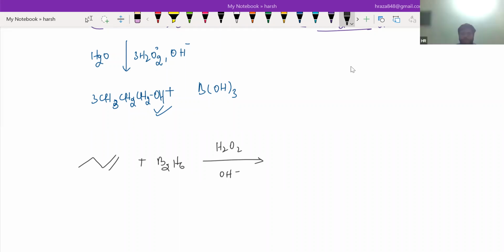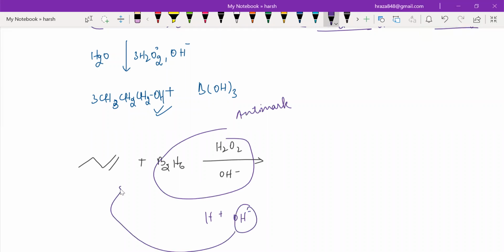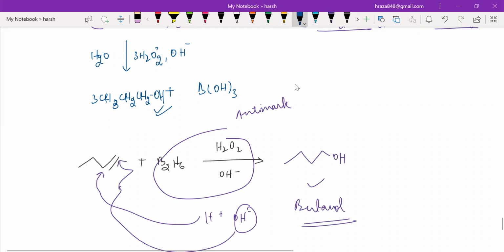Can you do this? Now see, after you see this, there will be anti-Markovnikov, that means H plus and OH minus. You should apply that OH minus will go to that carbon which has greater number of hydrogen, that means this, and hydrogen will go to this. So it will be this, the product, butanol. I was solving it, sir.